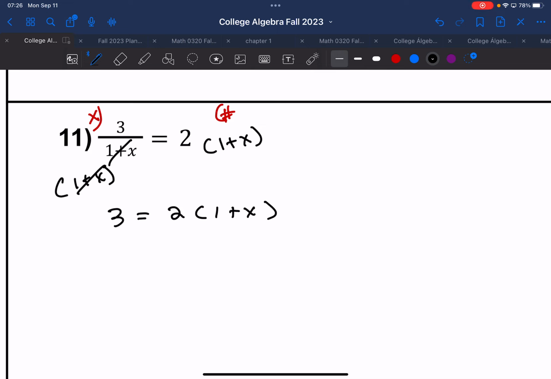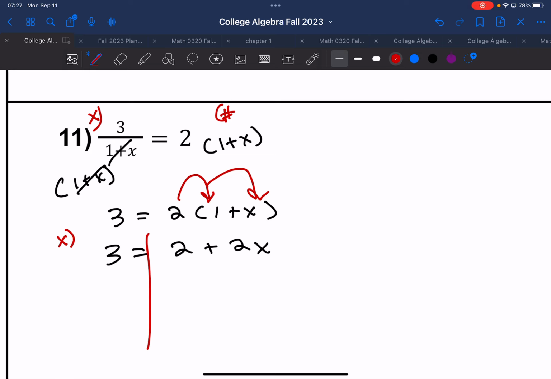What are we going to do with that 2? Distribute. Good. So we have 3 is equal to 2 plus 2x. Okay. I still want my x's over to this side and my numbers to this side. So what am I going to do? Subtract 2x. Good. That's going to move it over to the side that I want it. So I have negative 2x plus 3, because those are not like terms. I cannot combine them, is equal to 2.